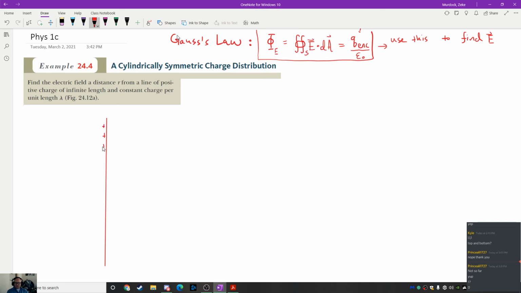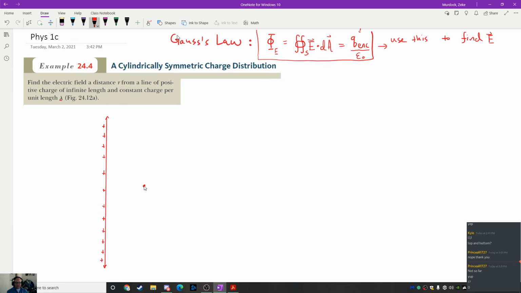So we have a positively charged line. We're not going to worry about the thickness of it, but it goes on forever. And the amount of charge per unit length is uniform, lambda. That means if I cut off any piece of this, I know what the charge is. For example, if the charge per unit length was 5 coulombs per meter and I cut a meter off, I'd have 5 coulombs. If I cut 2 meters off, I'd have twice as much, or 10 coulombs. So the charges are basically evenly spaced throughout this object.